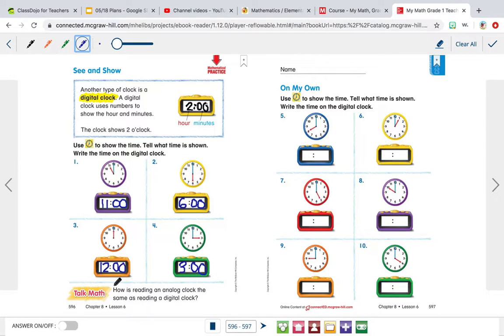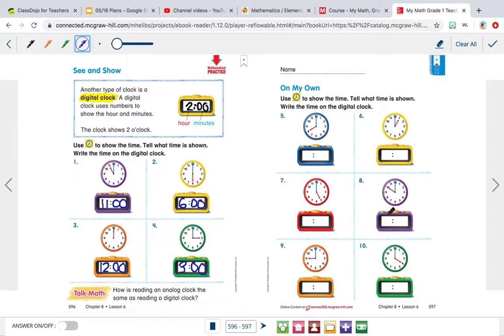And this talk math is saying, how is reading an analog clock the same as reading a digital clock? They both tell time, but how is reading them the same? Okay, friends? So answer that with your family, talk it through, and work on it on your own, okay?